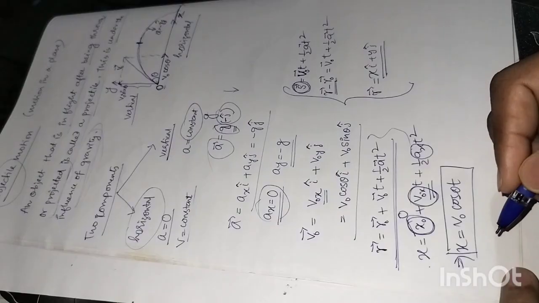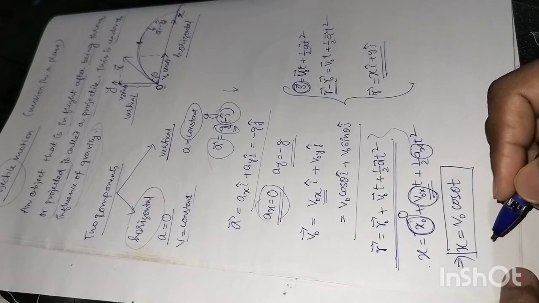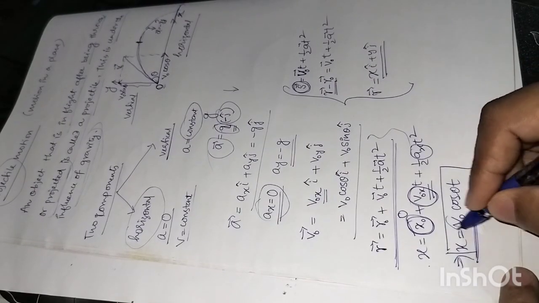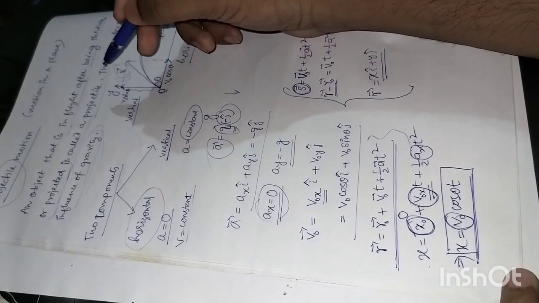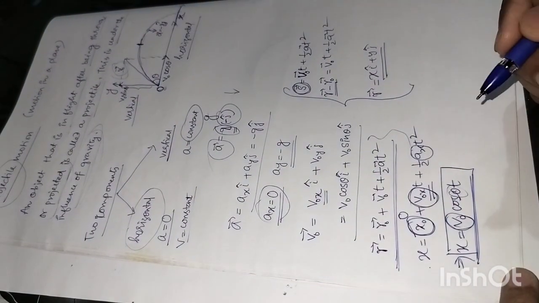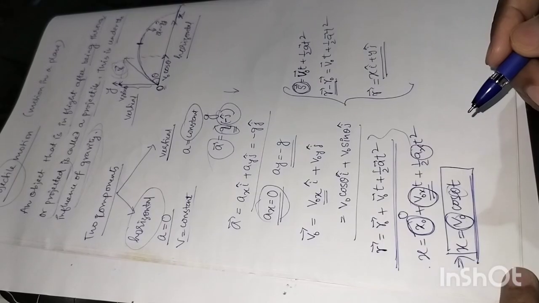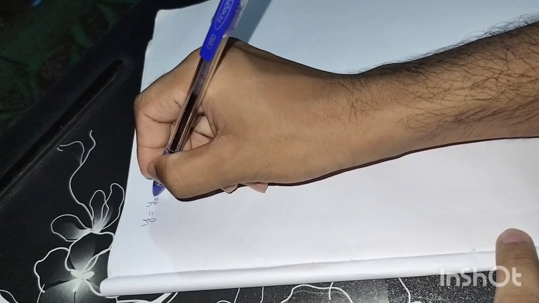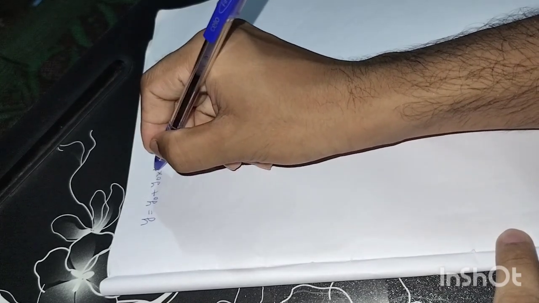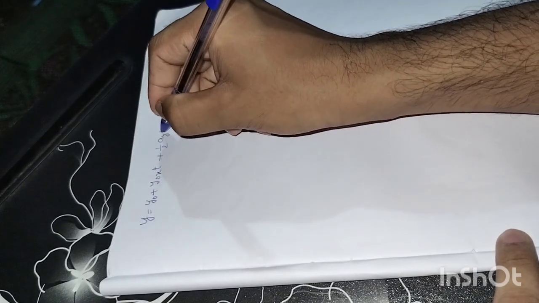So this is your x component. Okay, x displacement, that is horizontal displacement in terms of your initial velocity of the projectile with the angle theta with the horizontal axis. Okay, similarly, for the y component, we can write y is equal to y naught plus v naught y t plus half a_y t square.